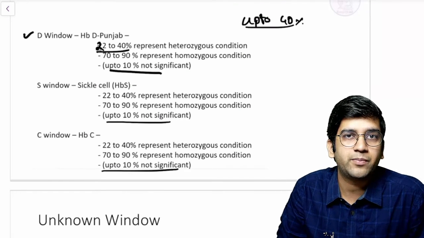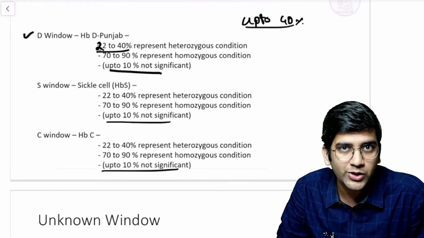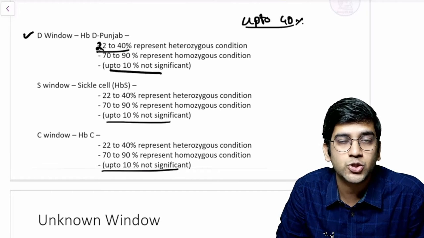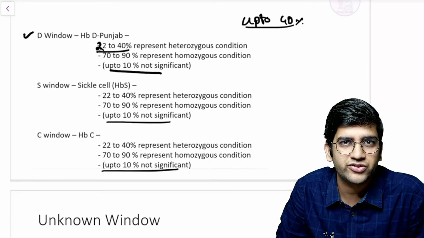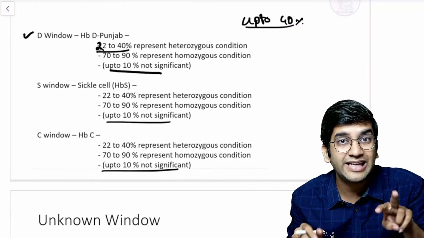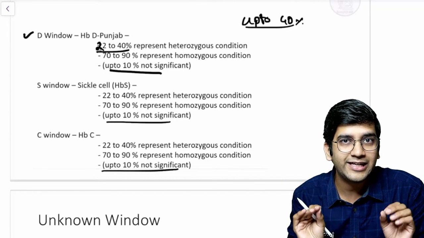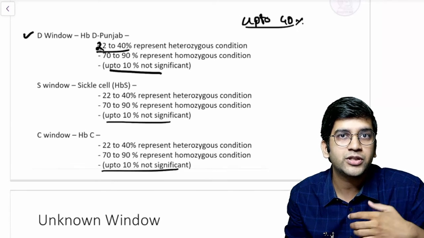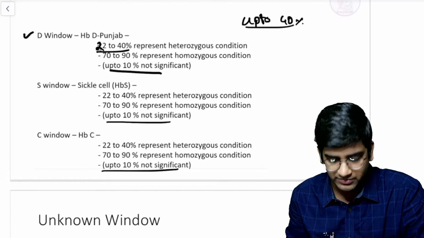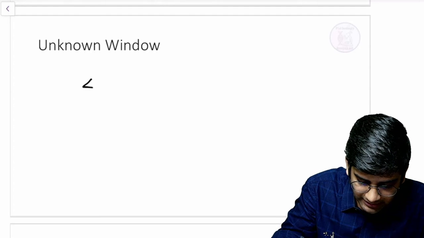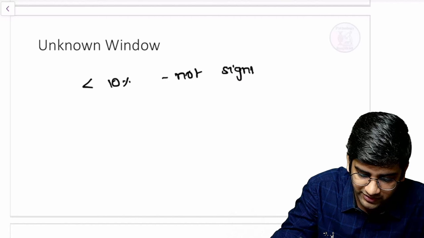Less than 10, if you have a peak, it's not suggestive of sickle cell anemia. In the S window, if you have a peak of less than 2, it's something else, not suggestive of sickle cell anemia. Remember that. Less than 10, I generally don't take much into consideration. Some elution, or maybe in the S window, it could be an A2 prime. So do add it there, right? So you have to interpret very carefully. Only when it goes above 22%, for D, S and C window, it is significant for the disease. Otherwise, something else. In an unknown window, less than 10 is not significant. It's not significant at all.